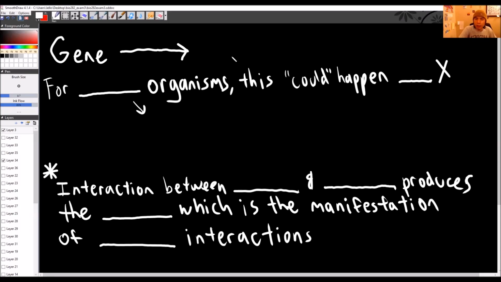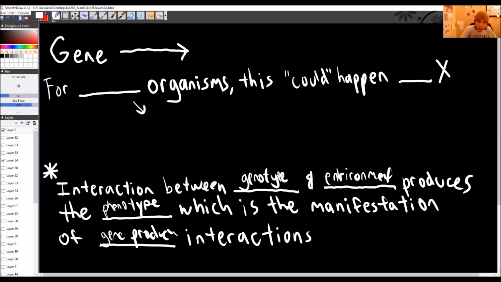the actual biological mechanisms of gene expression, and that will also explain why an allele is said to be dominant or why one might be said to be recessive. The main thing I want you to take from this is that the interaction between the genotype and the environment produces the phenotype, which is a manifestation of gene product interactions.